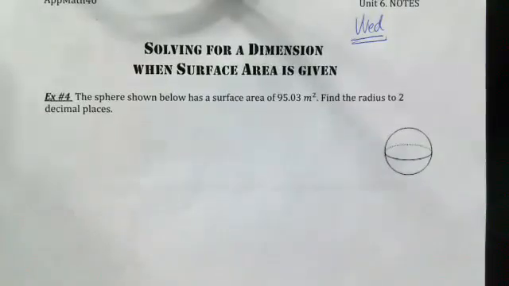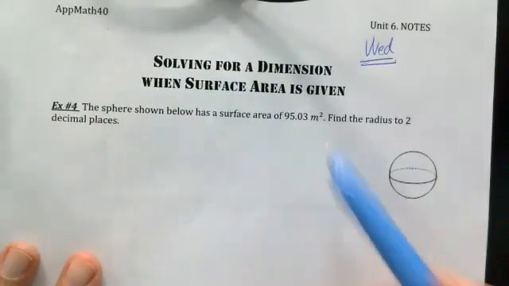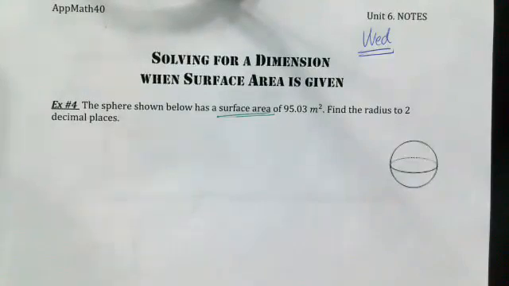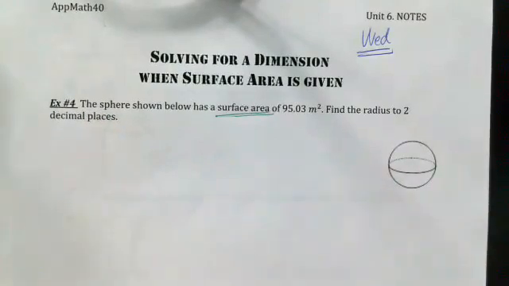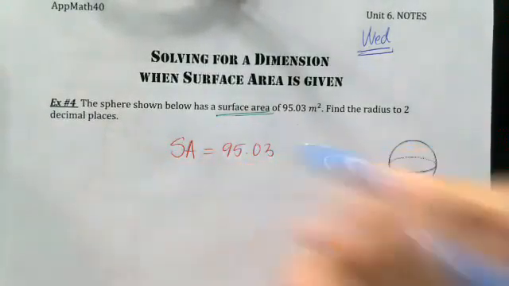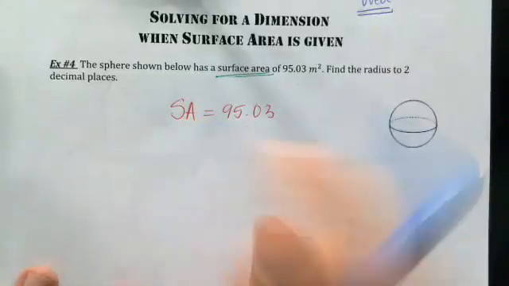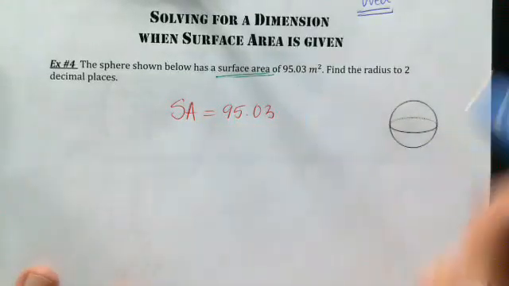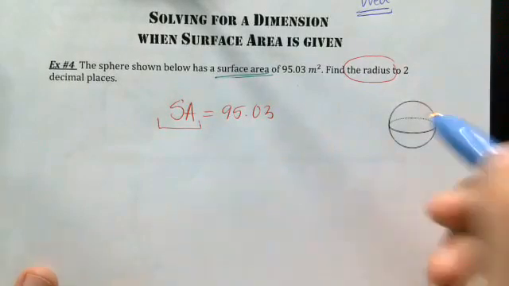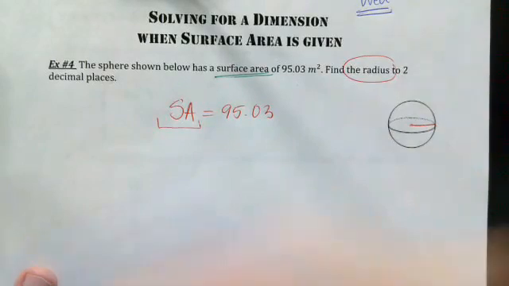The area is given. So the sphere shown has a surface area of 95.03 meters squared. Find the radius to 2 decimal places, so nearest 100th. This is what we call a backward problem, because I'm given the surface area. What I know is on the right-hand side, and what I'm trying to find, the radius, is going to be part of the formula of the surface area for the sphere. I'm looking for the radius of that sphere.